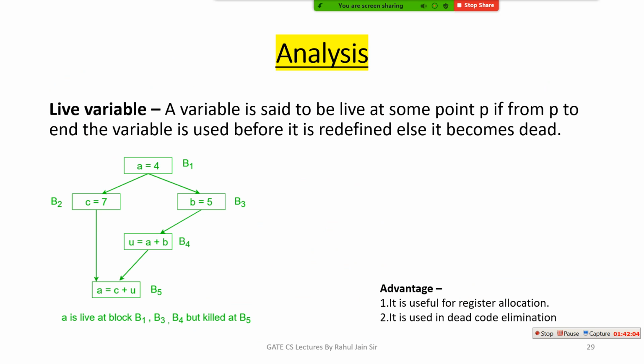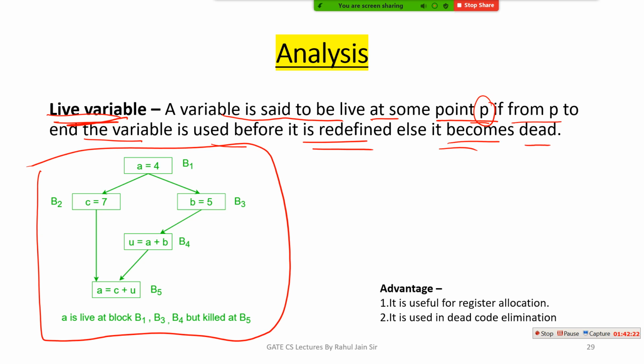And the last one is live variable analysis. What is a live variable? A variable is said to be live at some point P if, from P to the end, the variable is used before it is redefined, else it becomes dead. For example, focus on this chart, guys. Suppose A equals 4 is here, defined in block B1. C equals 7 is defined in block B2. B equals 5 is defined in block B3. U is here, defining A plus B in block B4. And A equals C plus U is defined in B5.